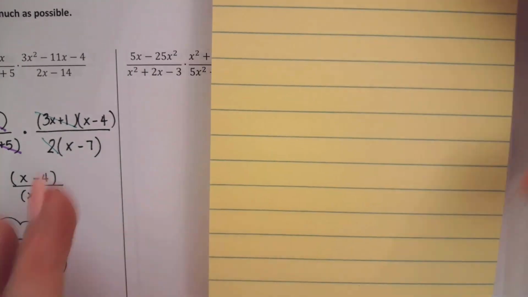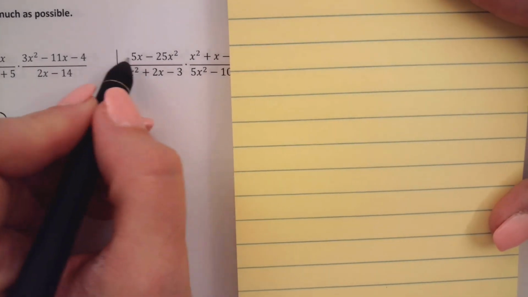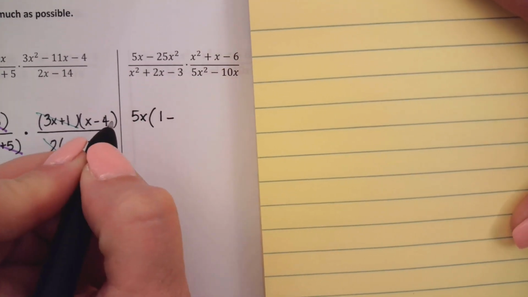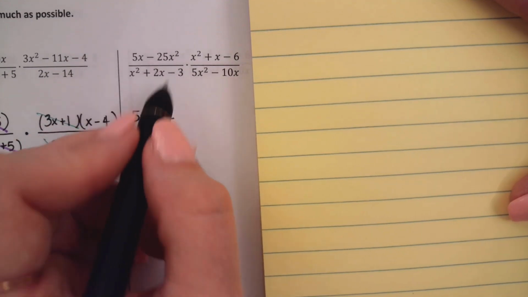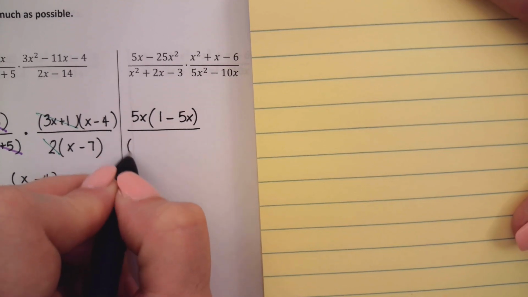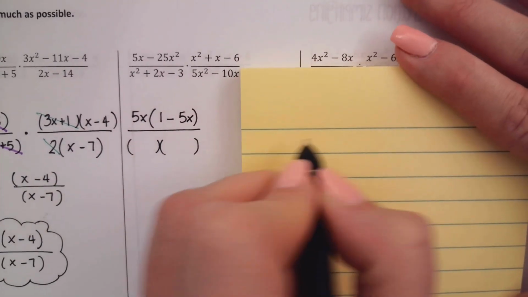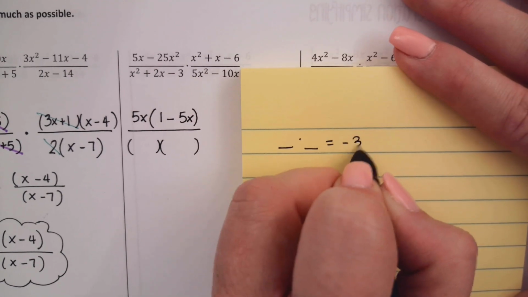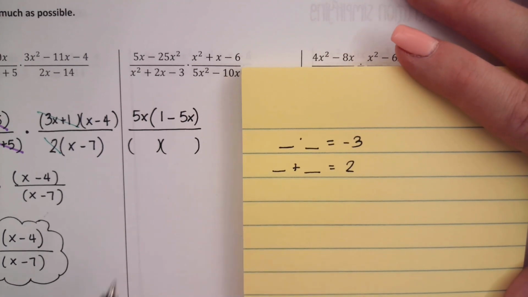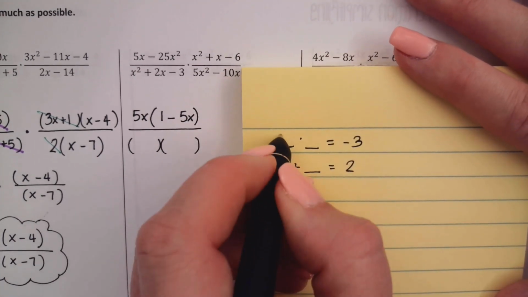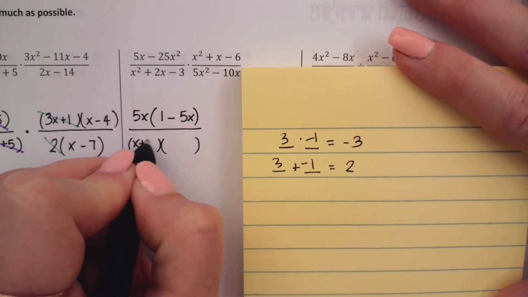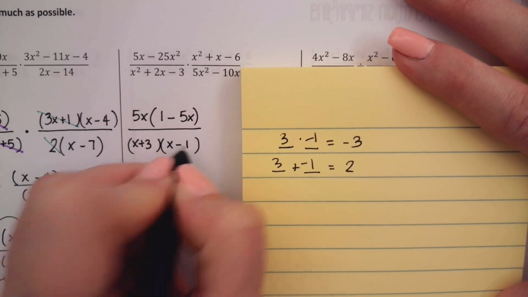GCF looks like on the top. What would be its GCF? 5x. Good. And if I take out a 5x, I'm going to be left with 1 minus 5x. Good job. Okay. Bottom looks like easy factoring, where we're just going to need two numbers that multiply to -3, but they need to add to 2. What are those numbers? 3, -1. Yep, okay. So I can put those directly in my parentheses. X plus 3, x minus 1.